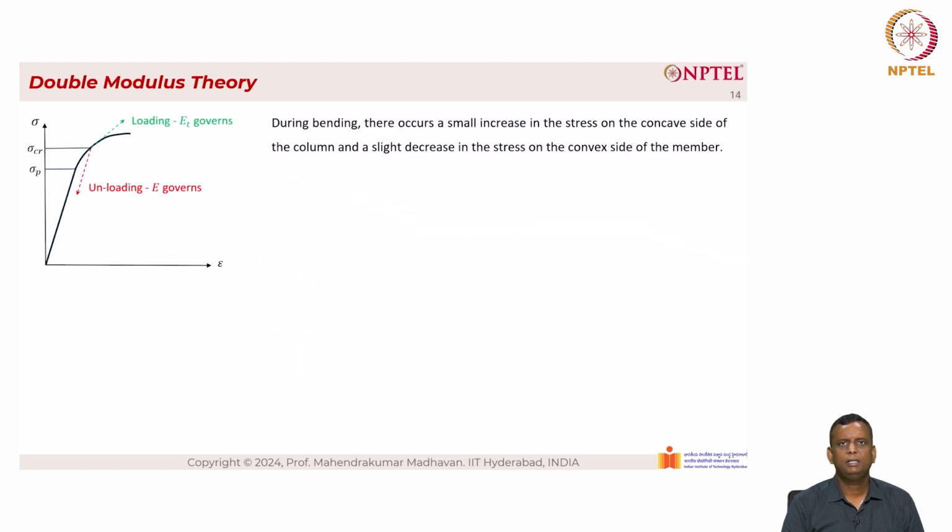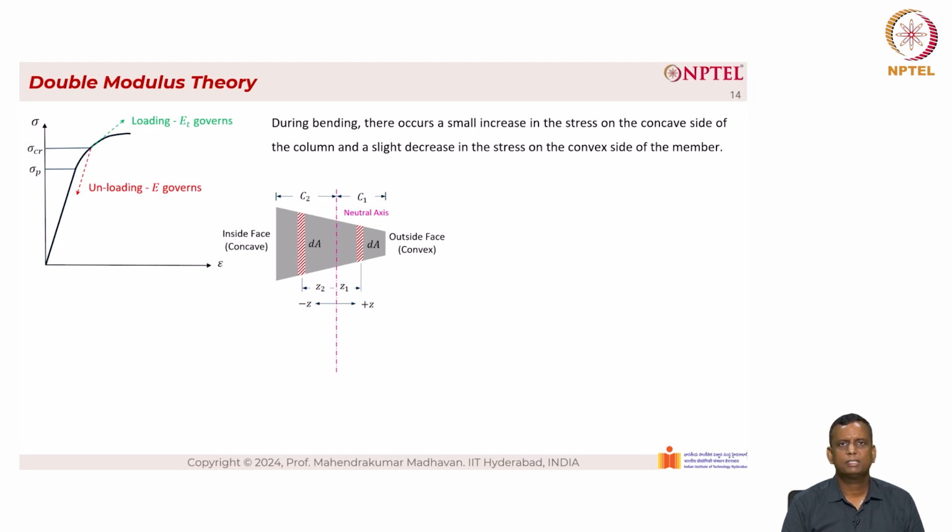So during bending, there occurs a small increase in the stress on the concave side of the column and a slight decrease in the stress on the convex side of the member. As you can see from the plot here, the inside face is concave, the outside face is convex. C1 and C2 represent the distance from the neutral axis towards the outside face and inside face respectively.